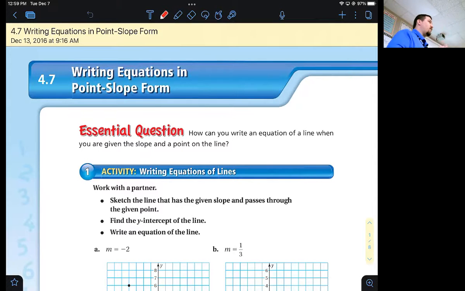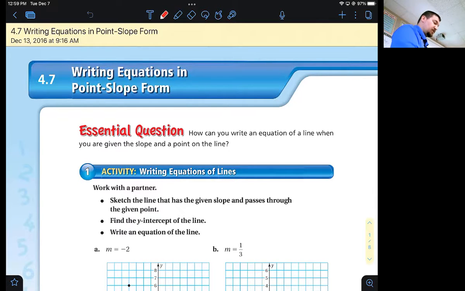And what is standard form useful for? Graphing the intercepts, the X and the Y intercept, and using those 2 points to graph your line. Slope intercept form is good for graphing the Y intercept and using the slope to find another point that's probably not the X intercept, just any point, because you only need 2. It doesn't have to be X and Y.